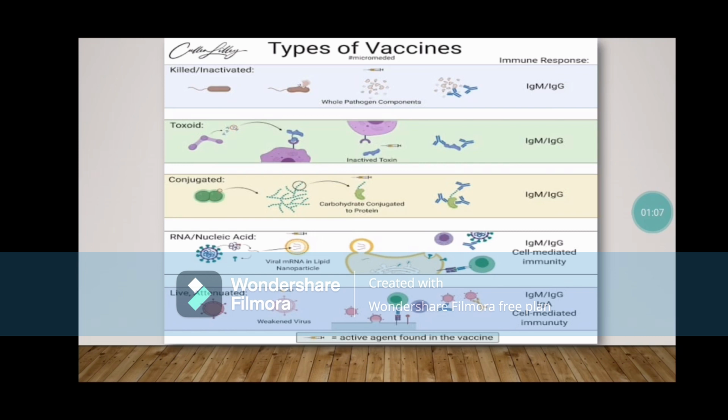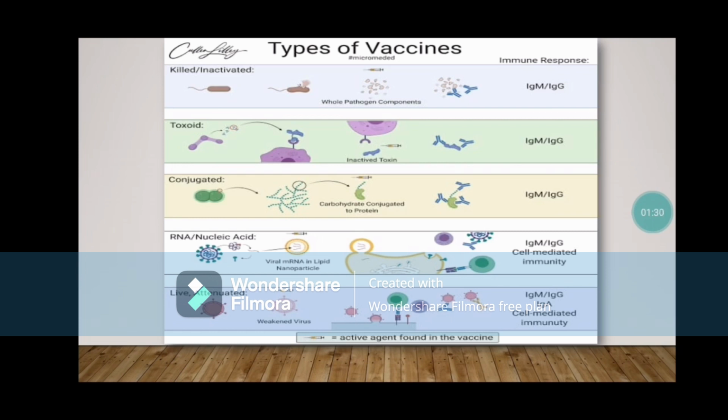The third one is conjugated vaccines, which fight a type of bacteria that has antigens. It also gives an immune response as IgM or IgG. RNA or nucleic acid vaccines work by introducing a piece of mRNA that corresponds to a viral protein. It gives an immune response as IgM or IgG, and cell-mediated immunity.